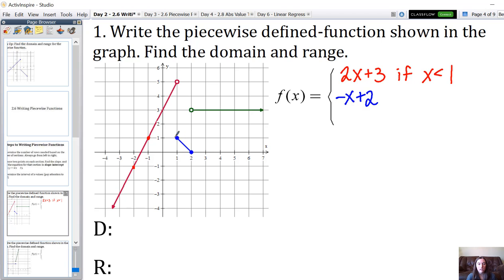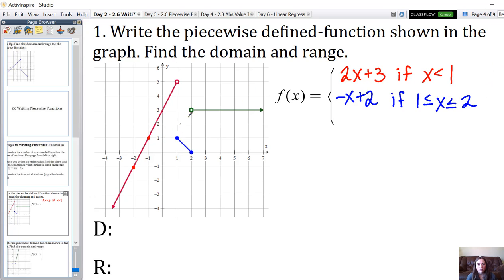Then what x values do we care about for this line? We care about all of the x values that are between 1 and 2 and include 1 and 2. So here, the lowest x value this could be is 1, is less than or equal to, because it's a filled-in circle, x, which is less than or equal to another x value of 2.